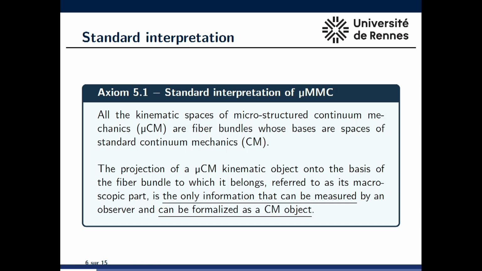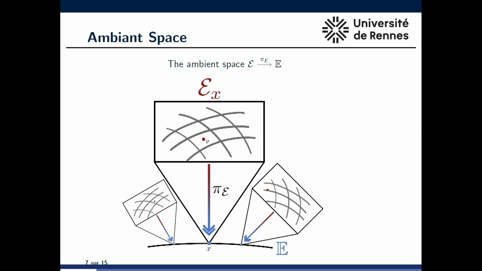Okay, one of the first consequences of this axiom is that the ambient space is a fiber bundle. But it's not any fiber bundle, because it has no defects. The defects are in the material. So it means that all the microscopic spaces are of the same shape. They will align between themselves and one another, and they will align with the macroscopic world.